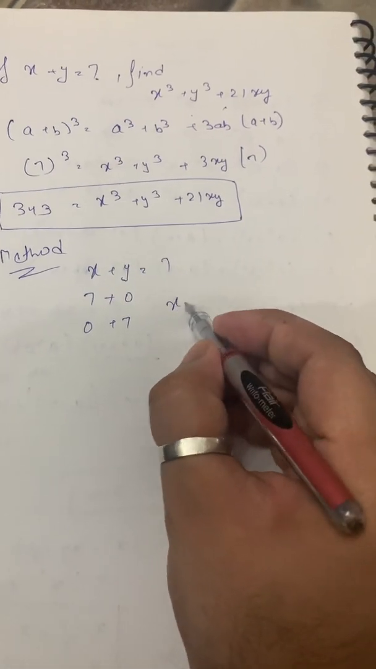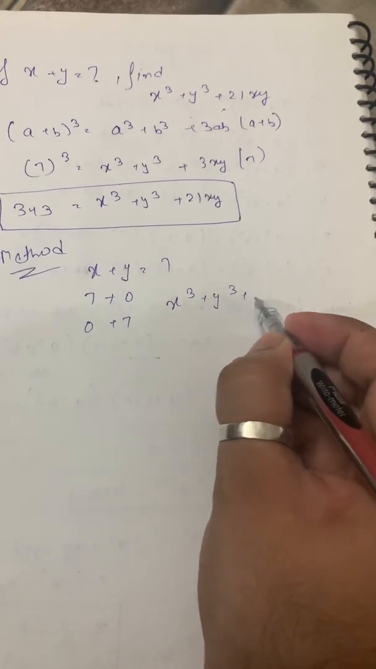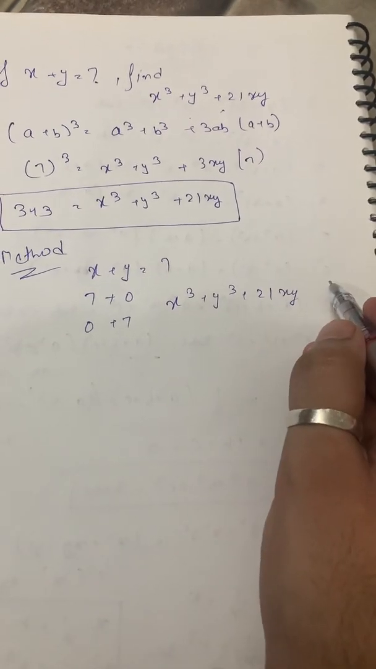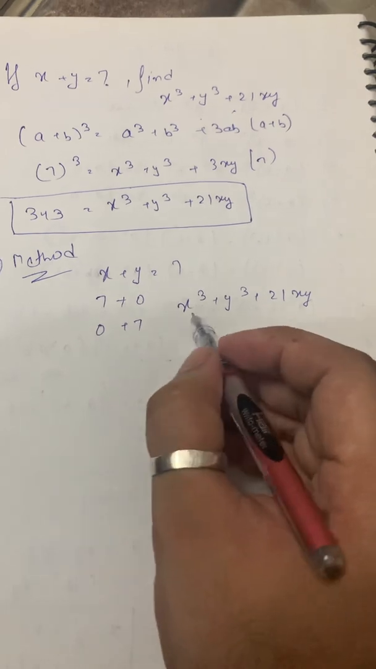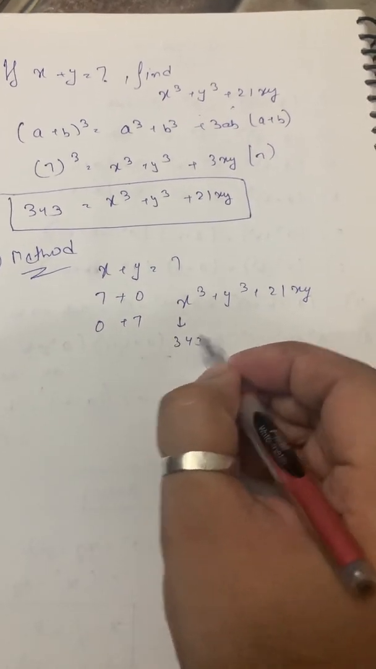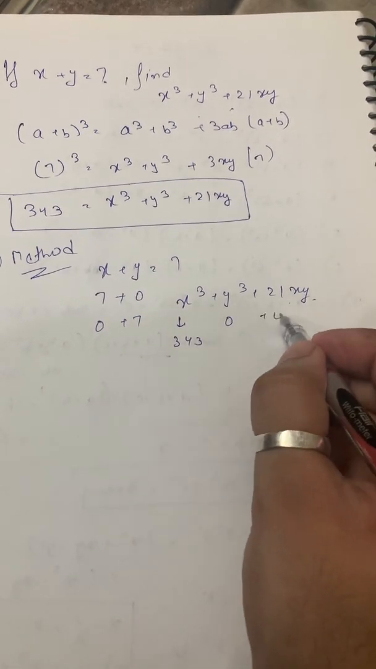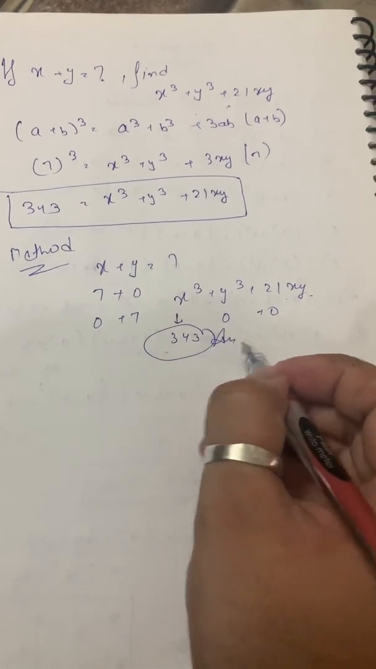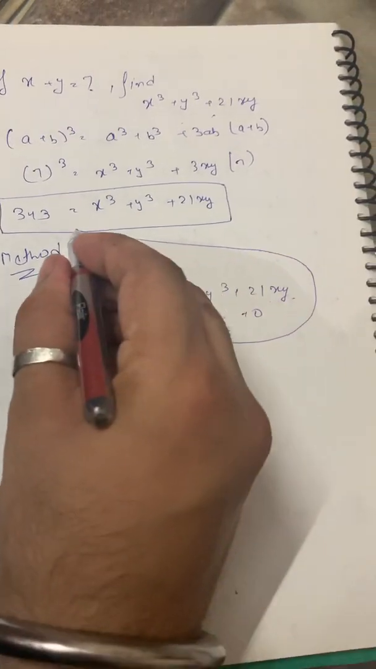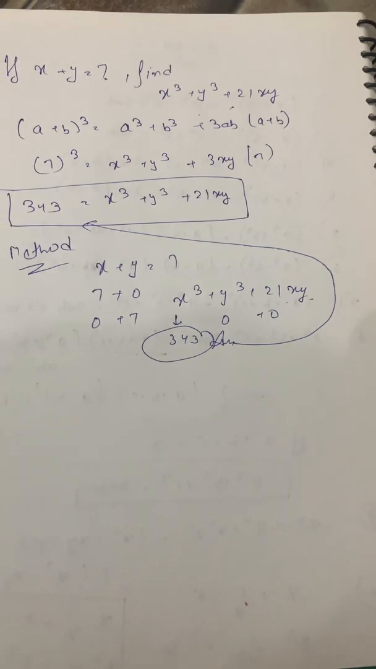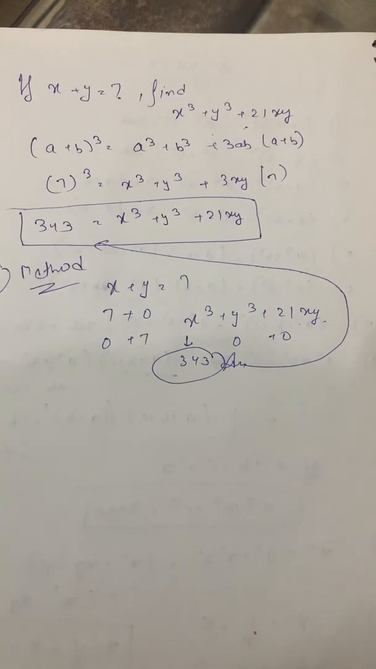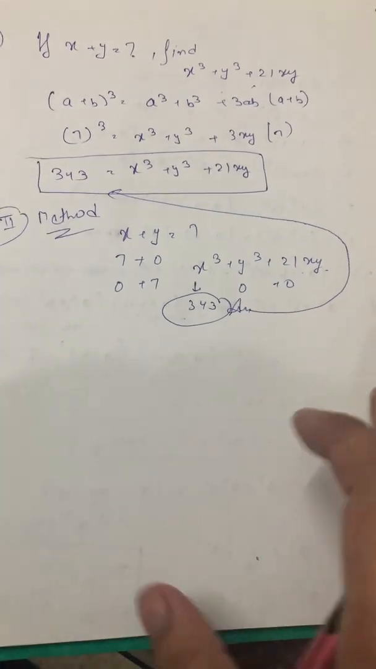Now what I need to solve here is x cube plus y cube plus 21xy. With this thing we need to solve. Suppose if I take the first example, x cube is 343, y should be 0. 0 multiplied by anything is 0. So the answer will be directly 343. Directly we can find it out. No need to use any formula, right? Directly we can put any value that must satisfy the equation.